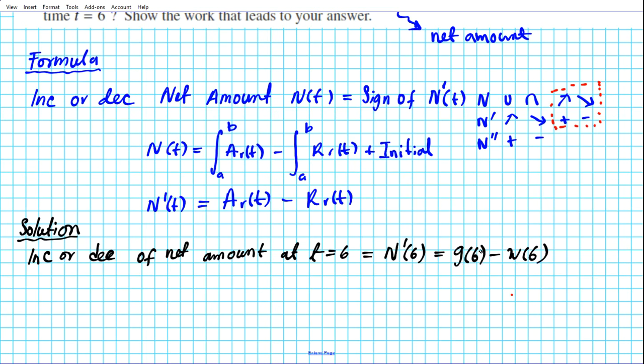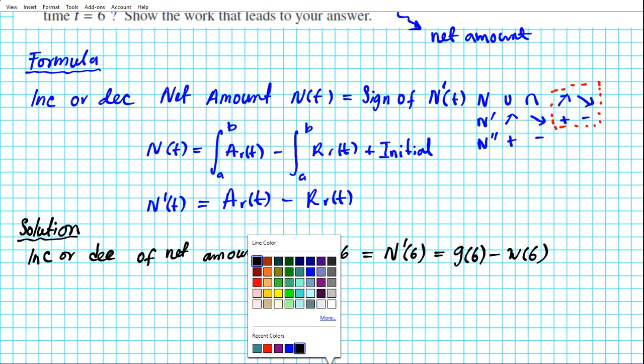Just plug in the time value into the rate functions, and then you subtract them, and whatever the sign is, because that sign is a net rate, okay? So whatever the sign of the net rate is, that will tell you if the net amount is increasing or decreasing. Okay. Alright, so how do we do this?